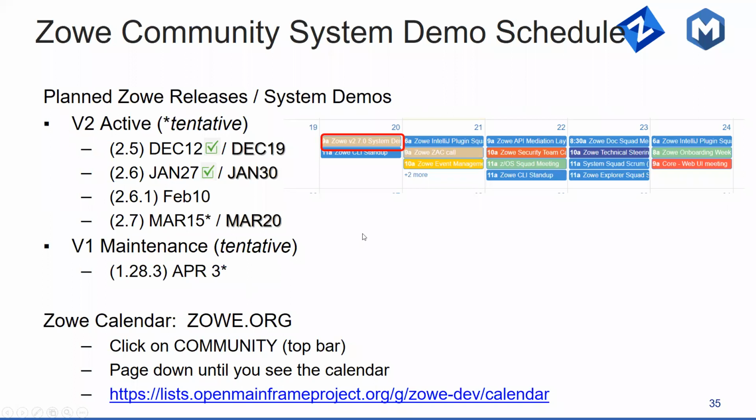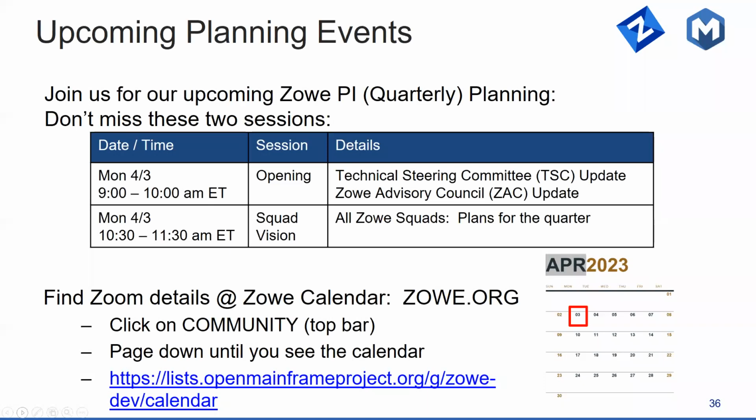Before that, I just want to remind you all that we will have a system demo planned for March 20th. Assuming we go GA today, we will show all of you what's included in the 2.7 release in the Zowe 2.7 system demo scheduled for 9 a.m. on the 20th of this month. If you're interested in joining that, please go to the Open Mainframe Project Zowe Dev Calendar or reach out to any of us and we can get you that Zoom link.